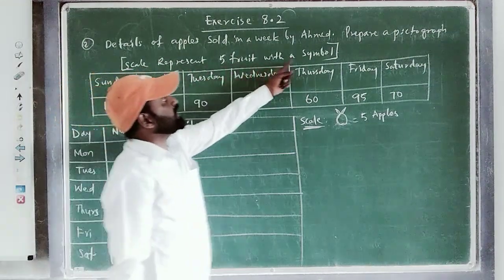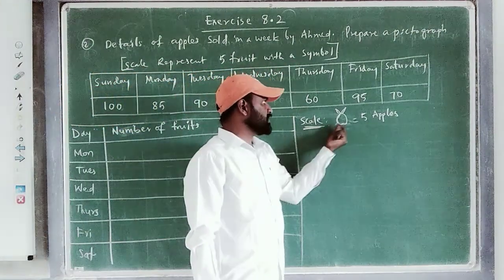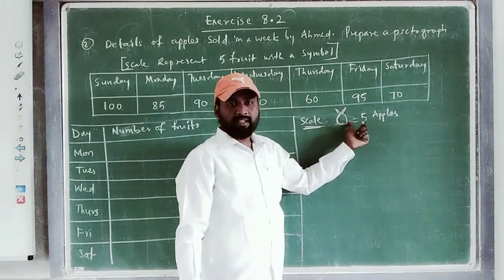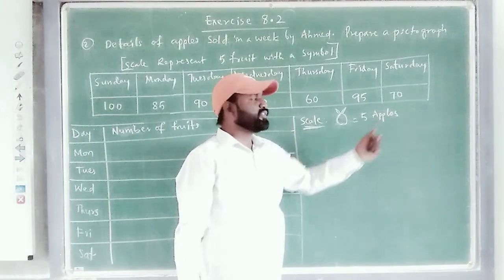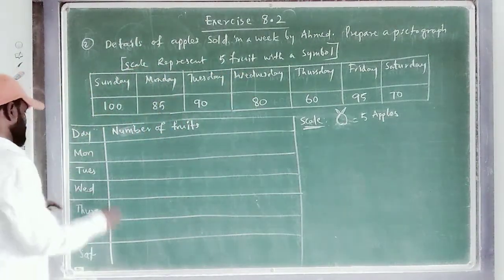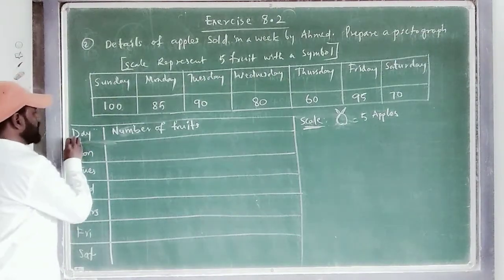Represent 5 fruits with a symbol. So the scale is: for the symbol, 5 apples. One figure of fruit is equal to 5 apples. So Monday, how many? Sorry, first Sunday, no? Sunday. So I am showing this Sunday on top.